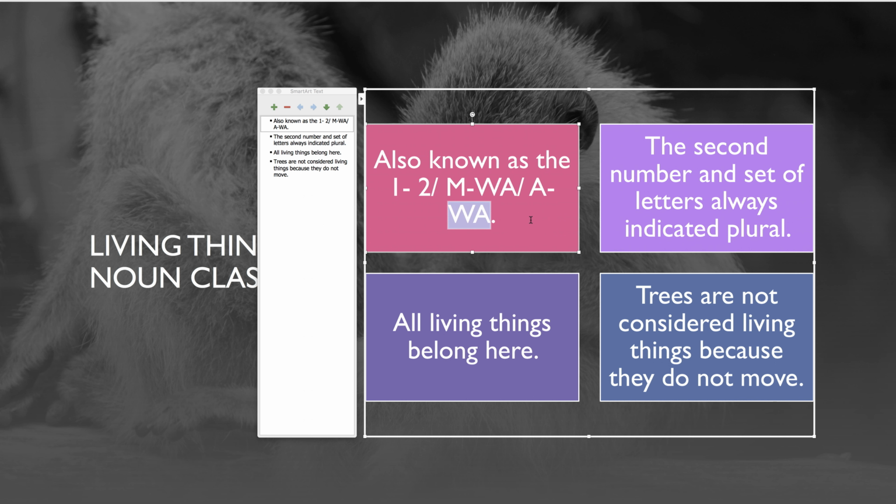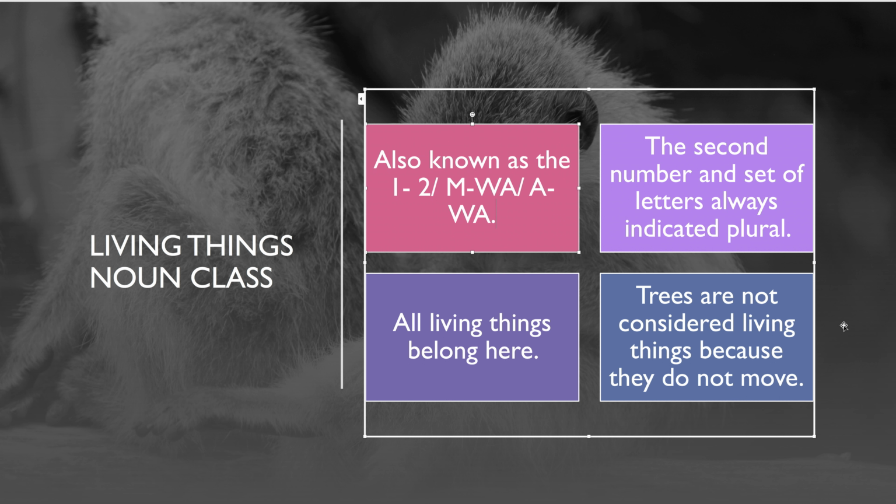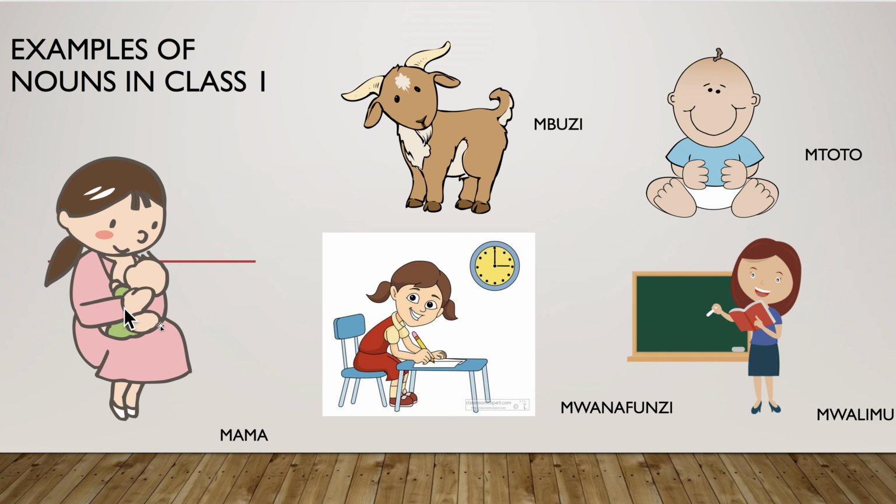So just from the names, you can know how to talk about a certain word in noun class 1 and 2. I just prefer the numbers for simplicity's sake. But if you want to use it as a cheat sheet, you can just call it the a-wa class or the m-wa class. So like I mentioned, the second number or the second set of letters always indicates plurals. So all living things belong in this noun class, okay? All living things belong here. And trees in Swahili are not considered living things because they do not move from point A to point B, okay? So now that we know what those are, let us look at a few examples of words in this.